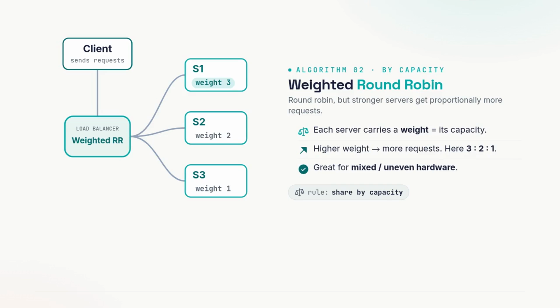So for every 6 requests, 3 of them go to server 1, the strongest, 2 go to server 2, the middle one, and only 1 goes to server 3, the weakest. It's still a simple rotation, but now it's biased in proportion to each server's real capacity. This is the go-to when your hardware is a mix of old and new.